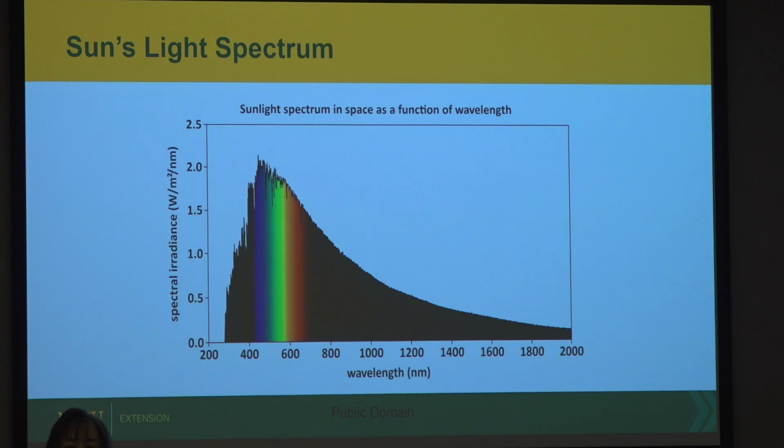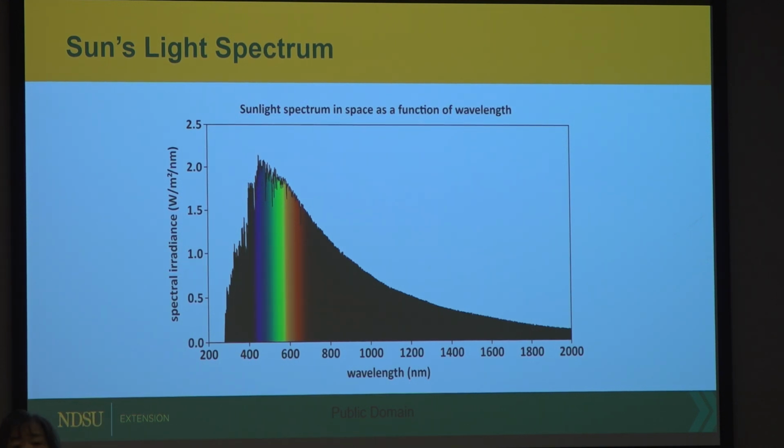So how does this translate if we're looking at the sun, or if we're looking at incandescent bulbs, fluorescent bulbs, LEDs? How does this relate? So this is where we're going to apply what we learned here with physics. We're going to look at the spectrum.